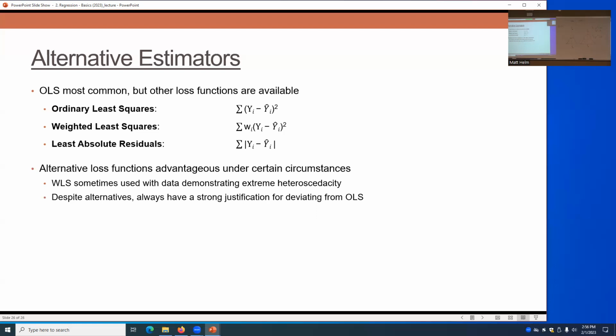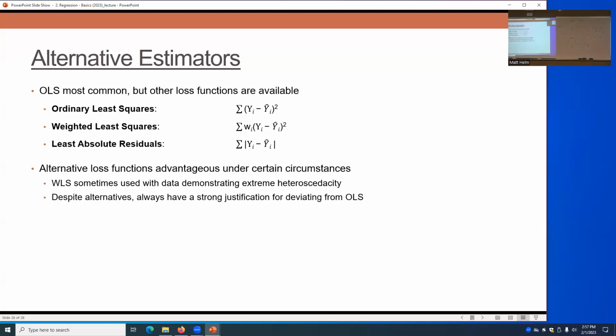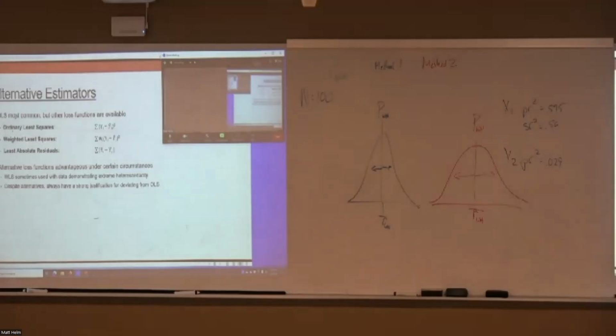But even though we do have alternatives, people over-identify a reason why they need to do something fancy just so they can use something fancy. If you're going to deviate from ordinary least squares, you want to be able to justify that decision, make an argument like, nope, this is what's going on in my data, this is why I've chosen something different, as opposed to just doing it because it seems cool, okay? We're not going to do much with different estimators, but I want you to be comfortable and know where some of this stuff is coming from.